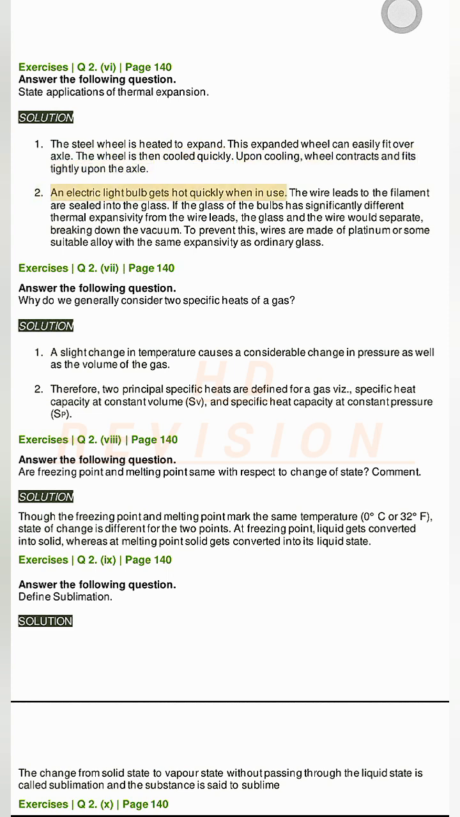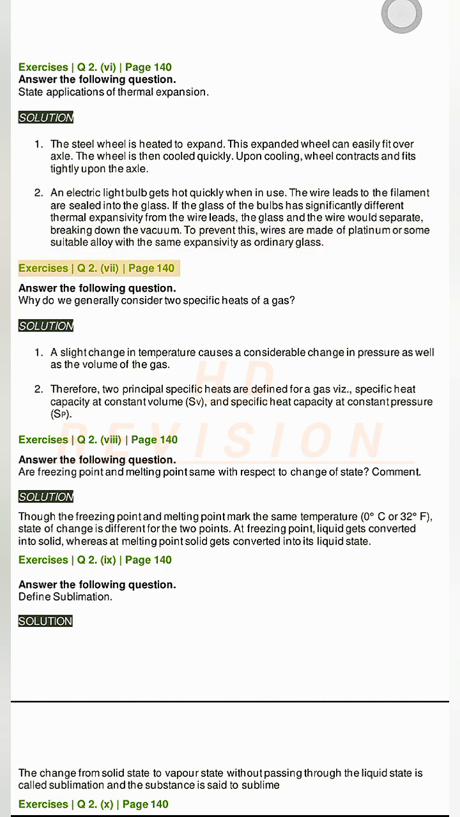2. An electric light bulb gets hot quickly when in use. The wire leads to the filament are sealed into the glass. If the glass of the bulb has significantly different thermal expansivity from the wire leads, the glass and the wire would separate, breaking down the vacuum. To prevent this, wires are made of platinum or some suitable alloy with the same expansivity as ordinary glass.